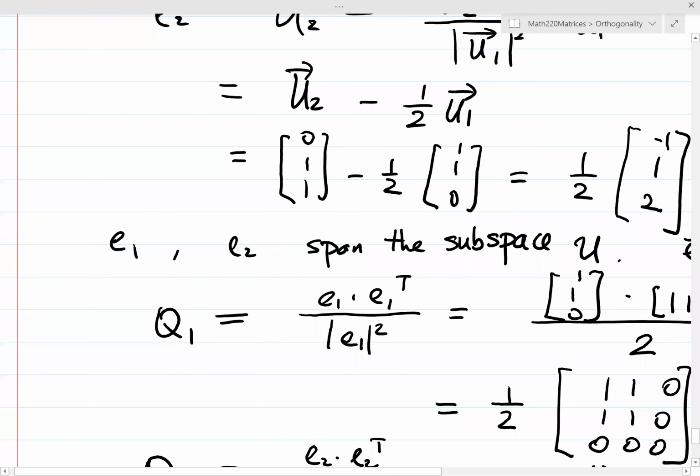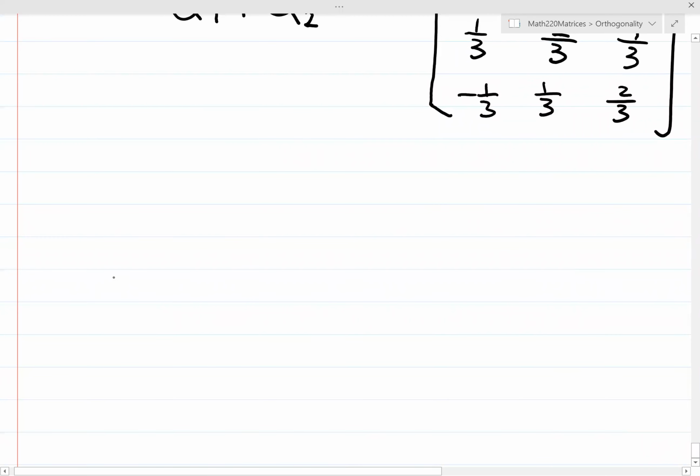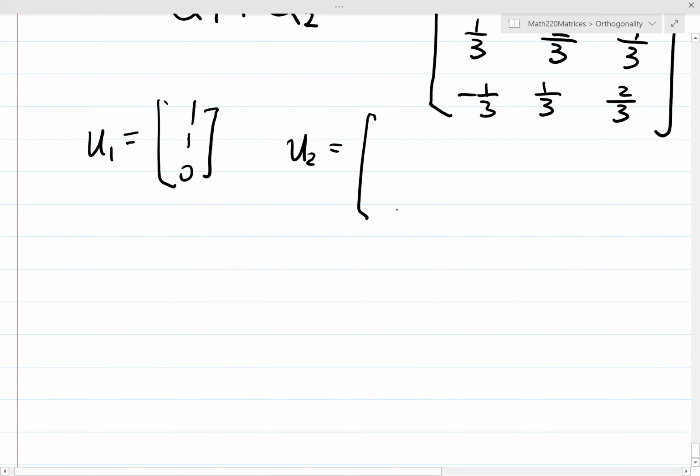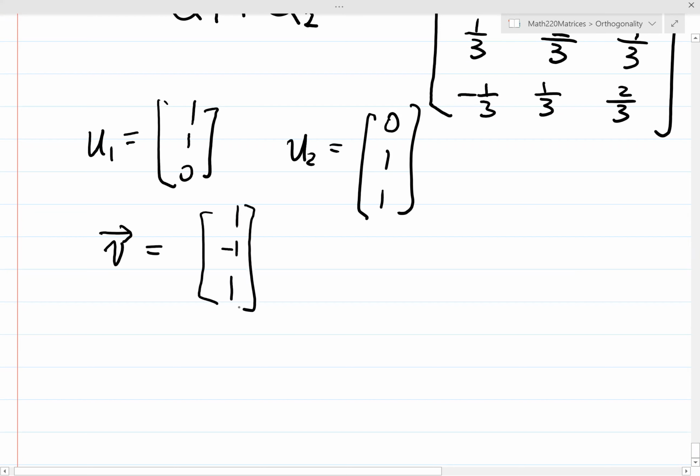Let me copy U1, U2 here. U1 is 1, 1, 0. U2 is 0, 1, 1. Now we can find a vector that is perpendicular to both. For instance, if you choose this one, 1, -1, 1. Now you can directly check by dot product, that's easy.